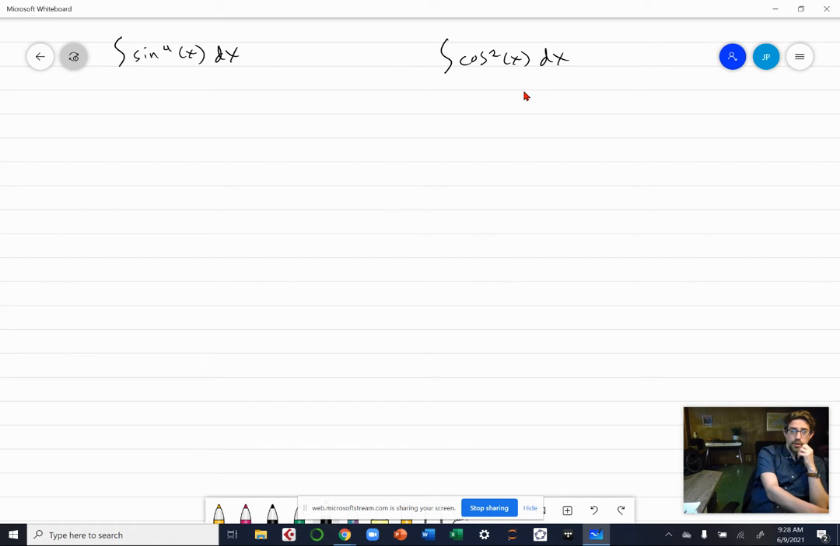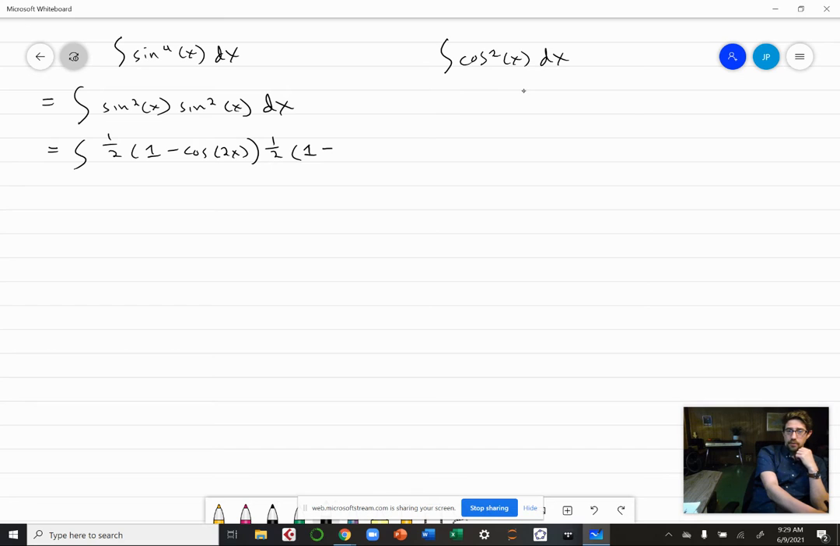So here we go. The first big move is to rewrite sine to the fourth as sine squared times sine squared. Nothing wrong with that, right? I can do that. And now you're just going to use those same power reducing identities. You're just going to have to use them twice. So that gives you the integral of 1/2 (1 minus cosine of 2x). It's okay if you don't remember these identities from trig. Nobody does. Times 1/2 (1 minus cosine of 2x).